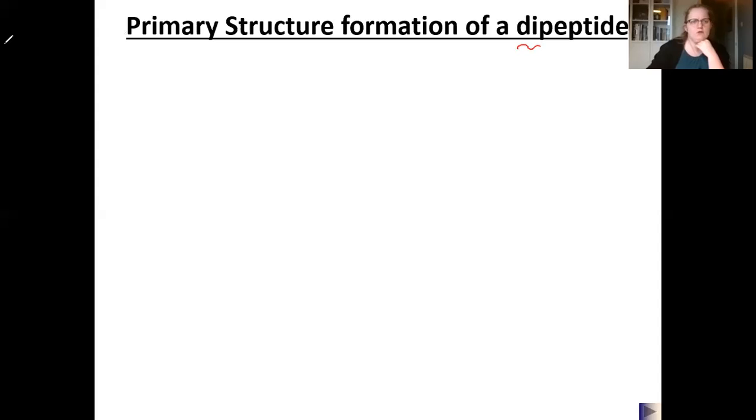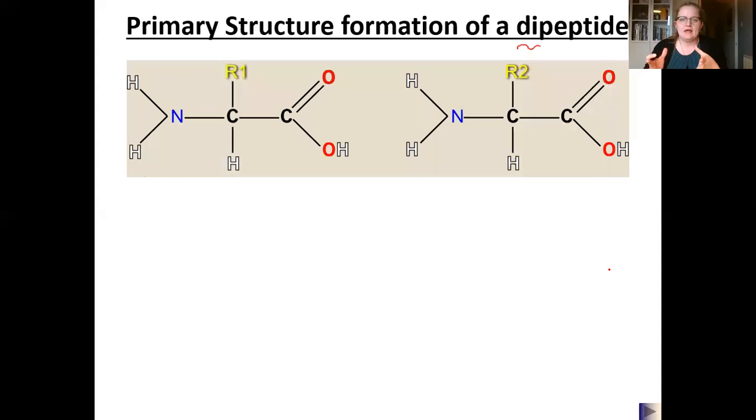chain. So let's get this open. So here is 2 amino acids. Both say R1 and R2. R1 and R2, they could literally be anything. They're just our side chains. They could both be exactly the same. They could both be different. It's just to prove a point that it doesn't actually matter which 2 amino acids are joining. The way that they join is the same.